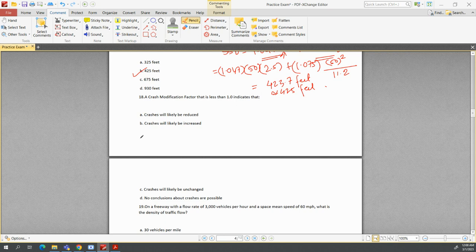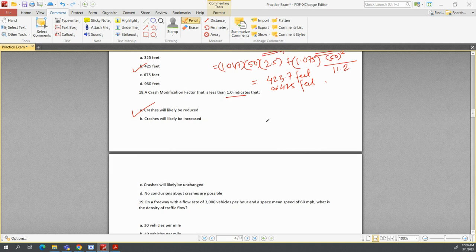The next question is about a crash modification factor that is less than 1. If the crash modification factor is less than 1, then the crashes will reduce, right? If the crash modification factor is greater than 1, then the crashes will increase, right? That is how you have that Bayesian model, right? So if the crash modification factor is less than 1, the crashes will likely be reduced. This is the answer.